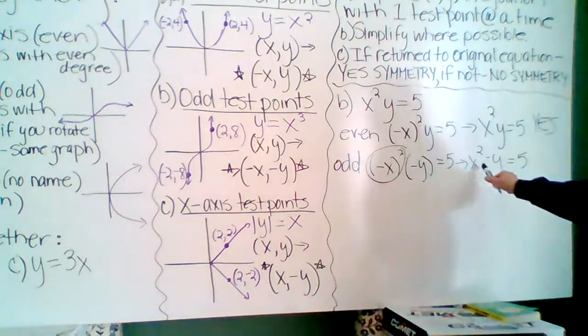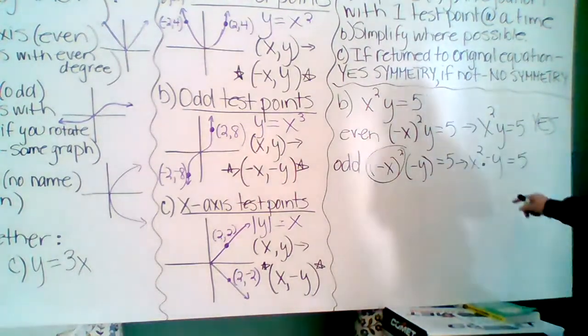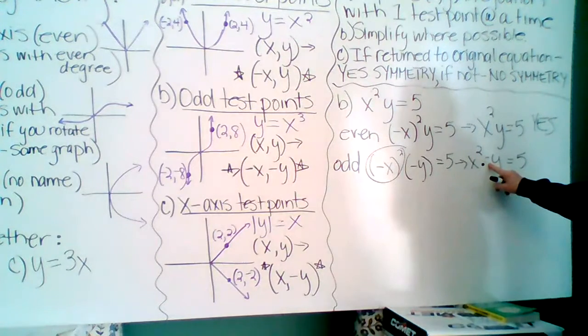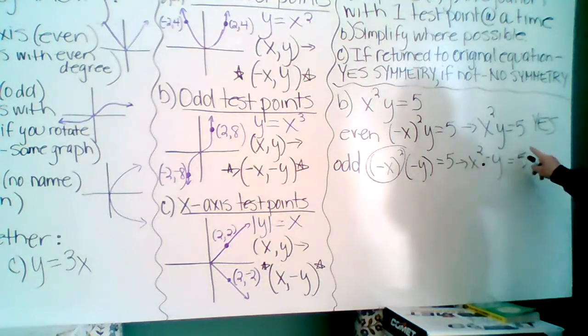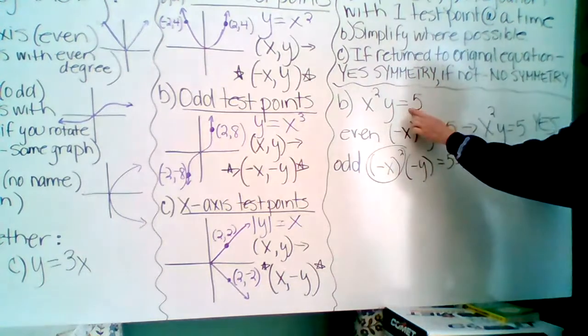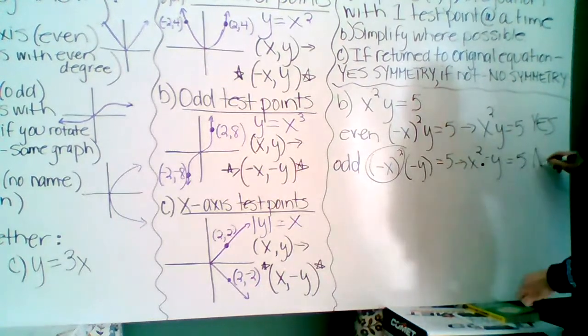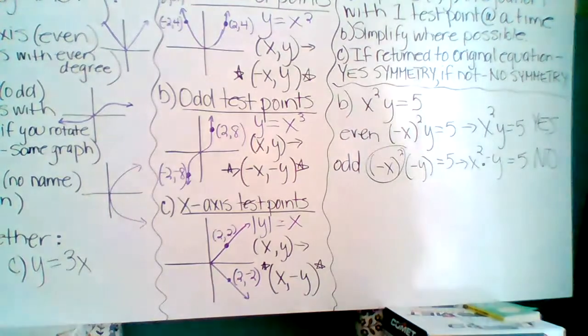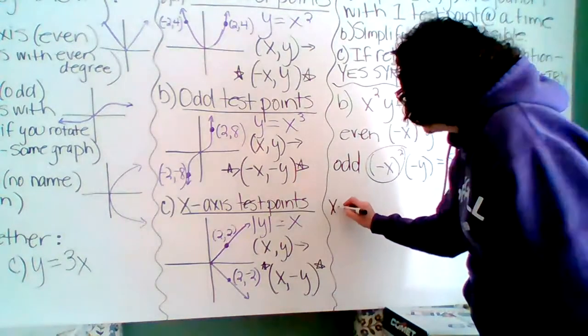Take a look here. Is this equation and this the same? No, it's not. I have a negative right here. If I tried to multiply both sides by a negative to make the left sides match, the right would be a negative 5. This is no. Let's try x-axis.